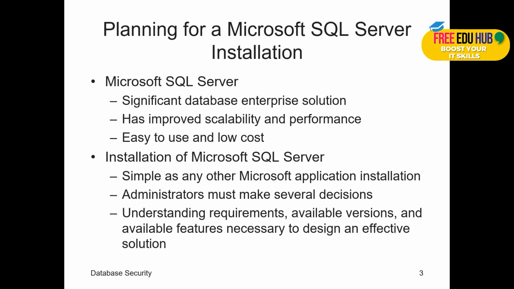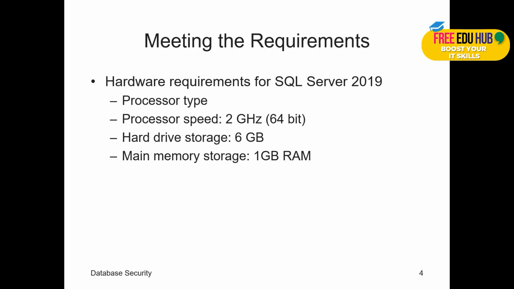the options from there. Now, the requirement for SQL Server 2019 is 2.2 gigahertz processor, 64-bit, because there is no 32-bit available anymore. You must have at least 6 GB of storage on your computer, and minimum memory requirement is 1 GB RAM, but that's a minimum. Comfortable limit is at least 2 GB.